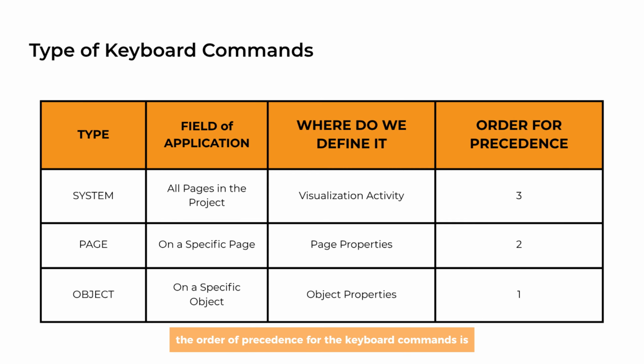The order of precedence for the keyboard commands is first, object, second, page, and last, system. For example, if a system command and an object command are configured to use the same key sequence, the object command takes precedence. Whereas in other parts of the project, where there are no objects that use this command on the page, the system command will execute.